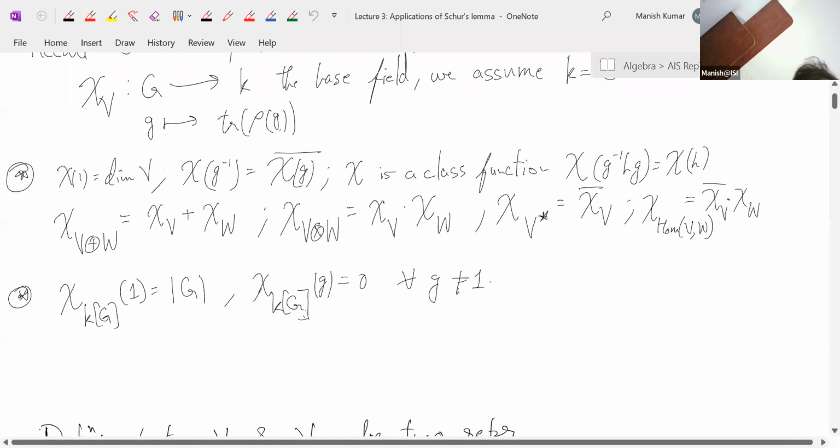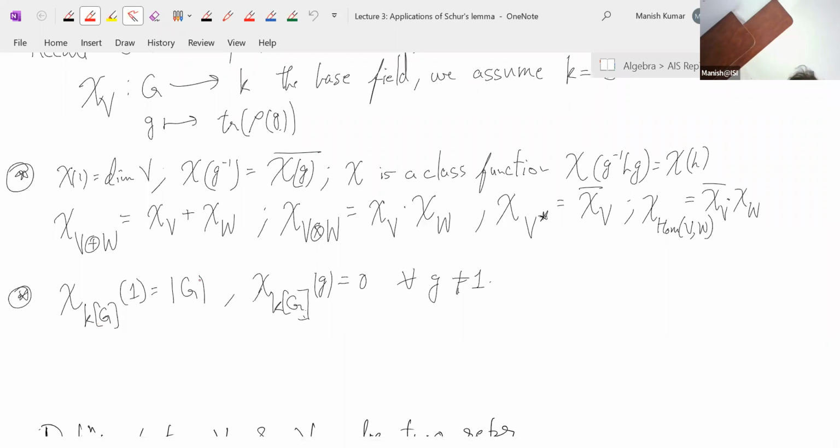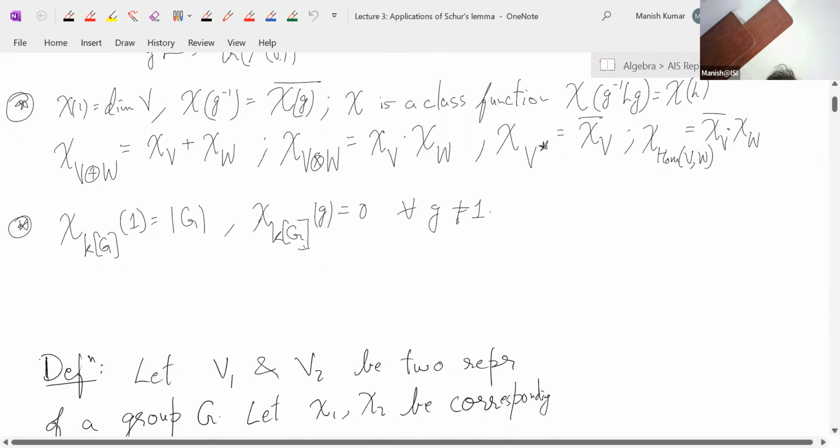For the regular representation KG, the character has a very simple form. On the identity element, it is the dimension of this representation, which is the same as the size of G. And for any other element of the group, the character takes the value 0. After that, we saw Schur's Lemma, which says that if we have a G-equivariant map between two irreducible G-representations, then it's either 0 or an isomorphism.